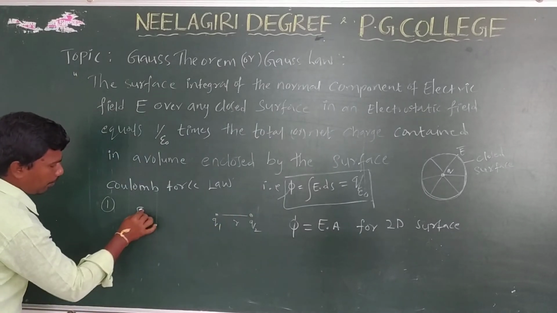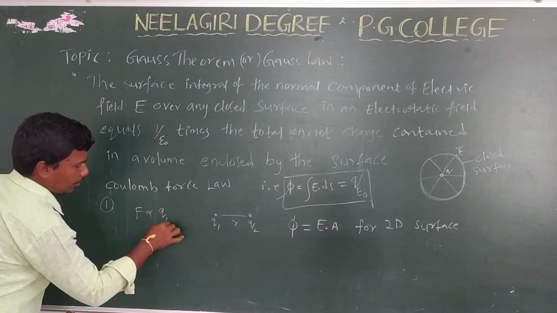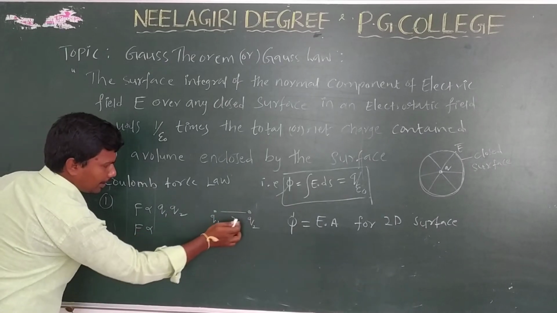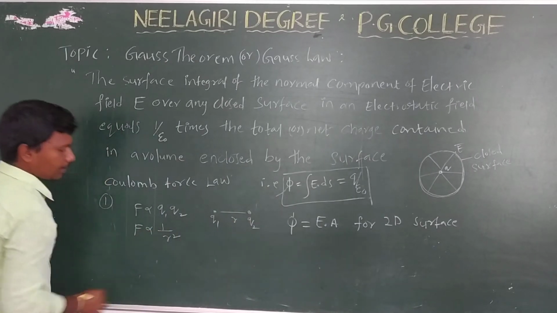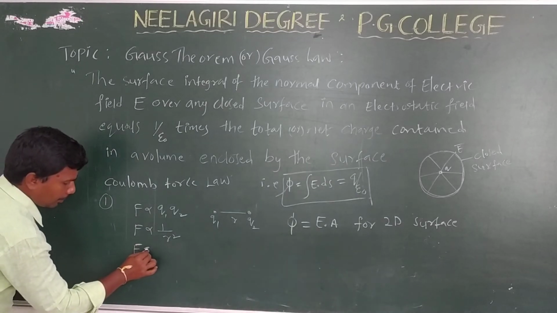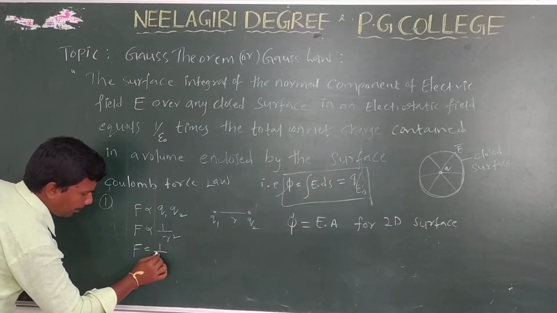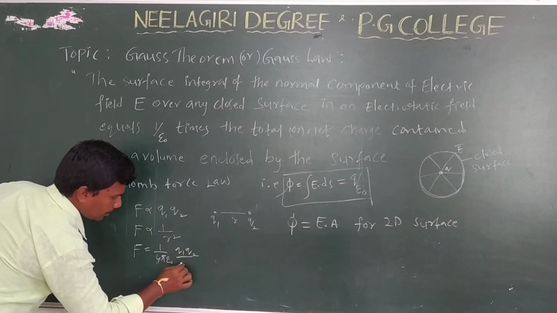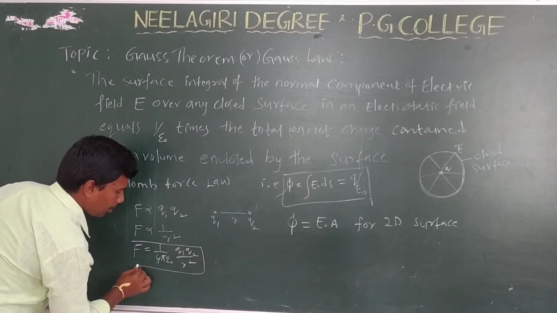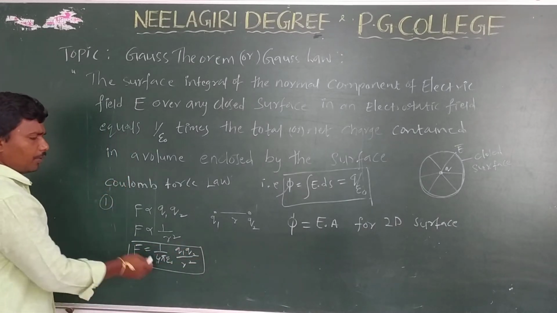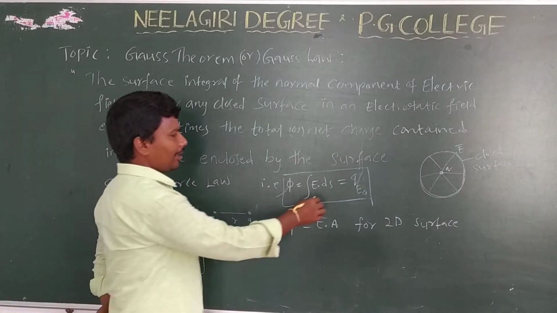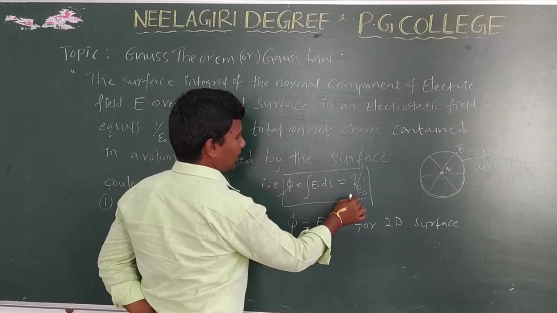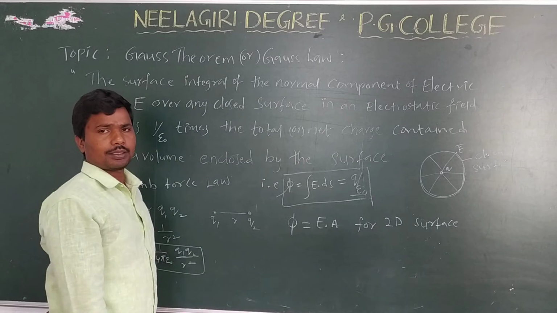So we write F proportional to the product of charges Q1 Q2, and F inversely proportional to the separation distance, 1 by r square. Finally we remove the proportionality and write the constant 1 by 4 pi epsilon naught, Q1 Q2 by r square. This is Coulomb's force law. By using Coulomb force law, we prove the Gauss law: phi is equal to the integral of E dot ds is equal to q by epsilon naught.